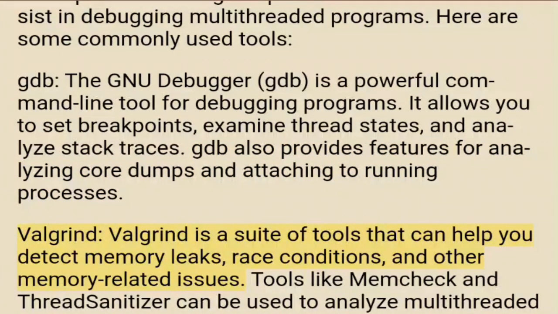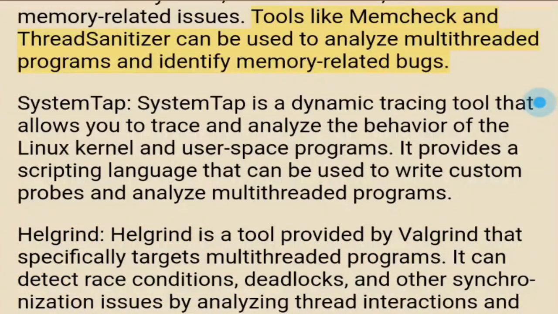Valgrind. Valgrind is a suite of tools that can help you detect memory leaks, race conditions, and other memory-related issues. Tools like memcheck and thread sanitizer can be used to analyze multi-threaded programs and identify memory-related bugs.